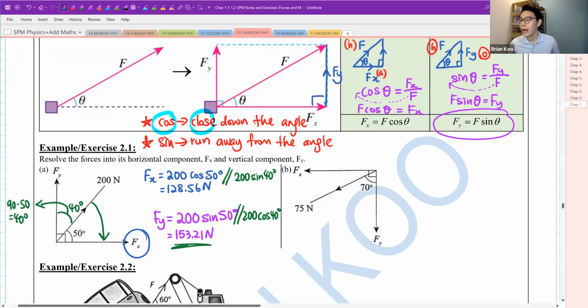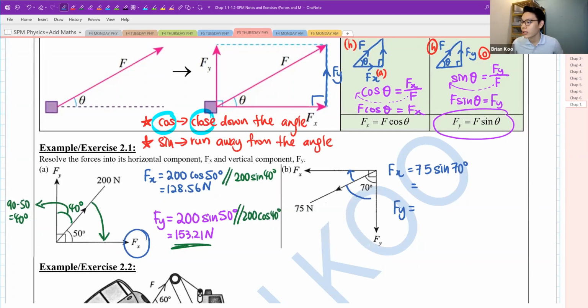And then for part B, if I want to find out Fx, it would be 75 Newton, my bad, run away from 70 degree. Sine 70 degree, because run away from 70, run away. Fy would be 75 Newton close down the angle.